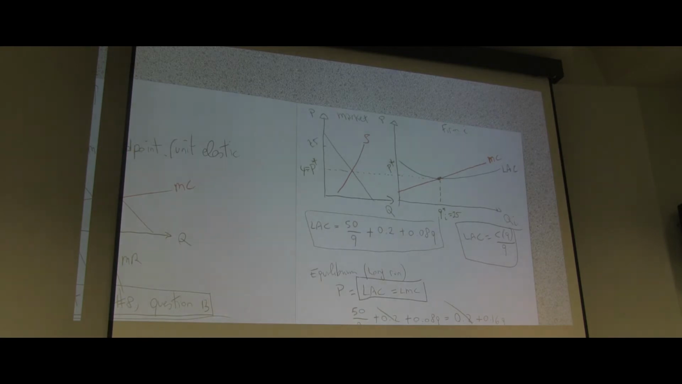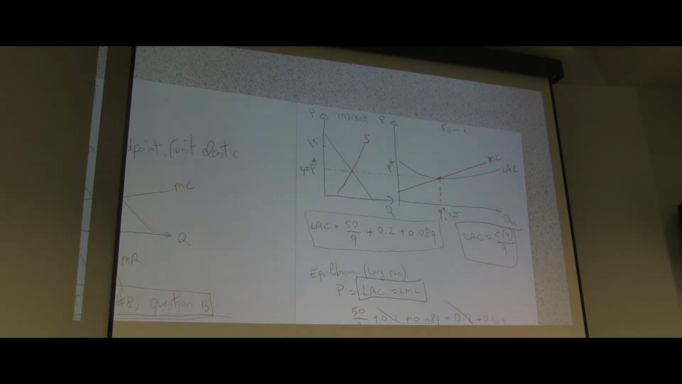Which is great, but it means that there's going to be entry, and so that cannot be the long run equilibrium. The long run equilibrium is going to occur only after all the entries occurred, which drives away all the profits, right? So we need to get to the point, this point here, where LMC is equal to LAC.